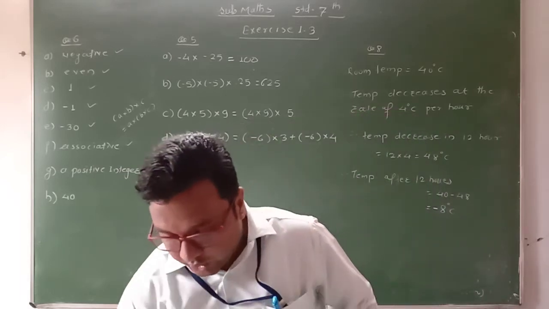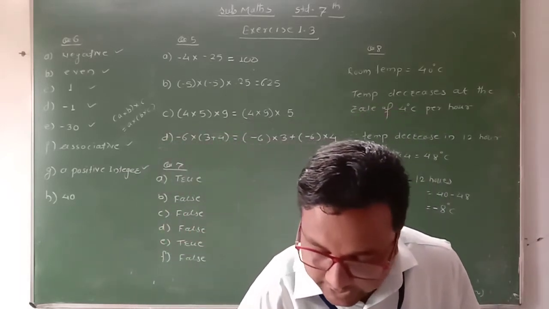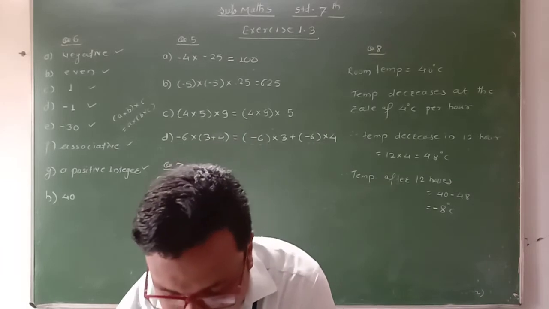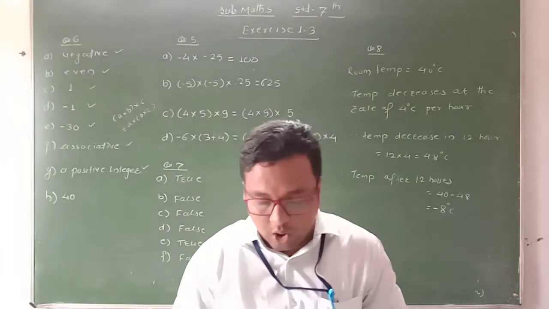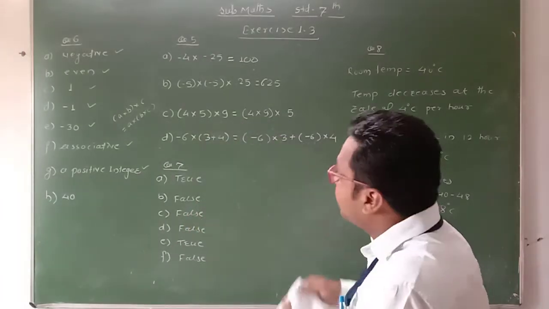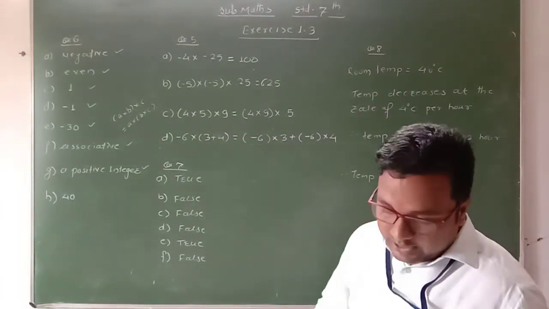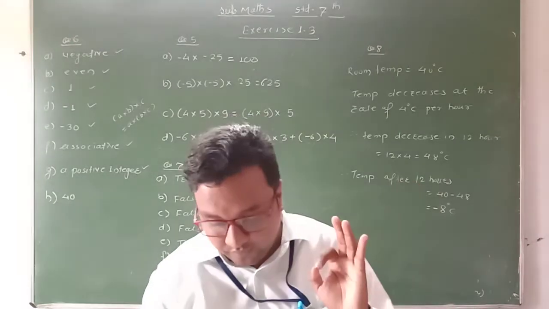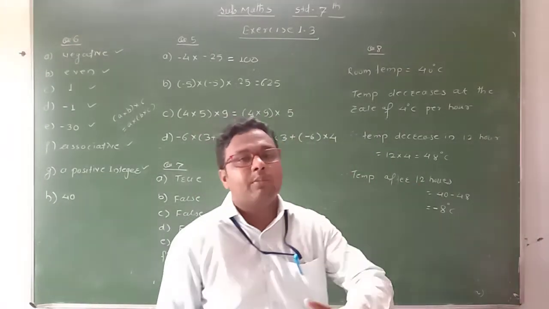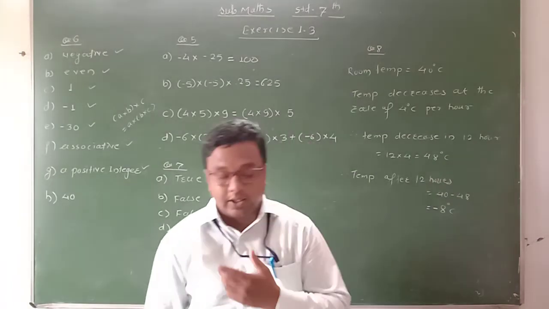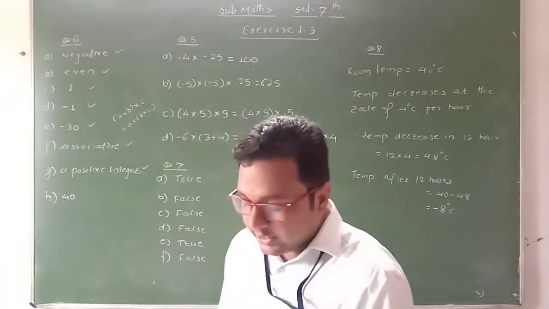Now see the next question. After filling the blanks, the next question, question 7, is given. Some statements are there, and we have to find out whether each is true or false. First statement: the product of 5 negative integers is a negative integer. We know that if an odd number of negative integers are in the product, then the answer is negative.